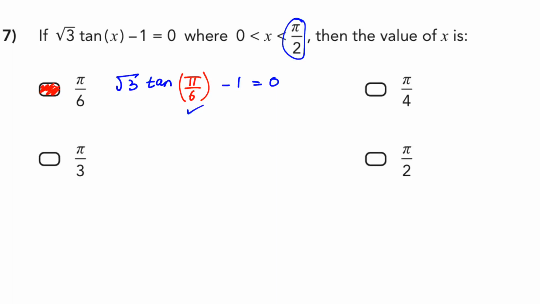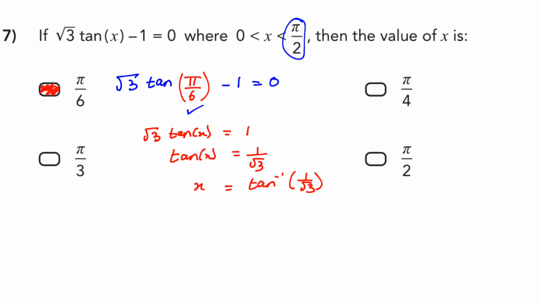Now if it was an extended question, we will leave the tan x alone. So the negative 1 will become positive 1. Tan x will equal 1 divided by square root 3. And then you will do tan inverse of 1 over square root 3. Again, remember it is in radians, and this will give you pi over 6.